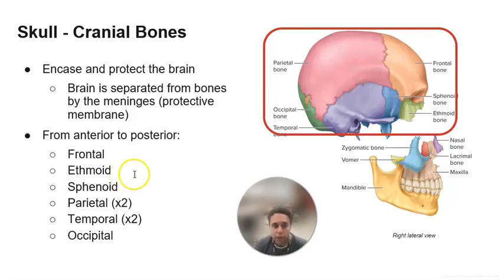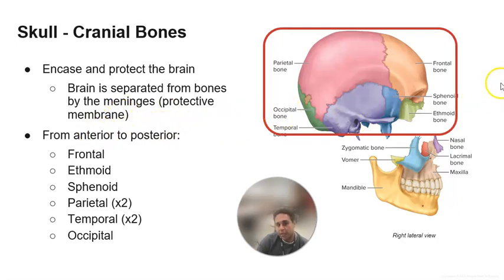So we're going to start with the cranial bones of the skull. Again, the skull is like a protective case. It encases and protects the brain. And then we have another layer called the meninges, which we're going to be covering when we cover the brain at the end of class. So the brain is separated from the bones by the meninges, which is a protective membrane.